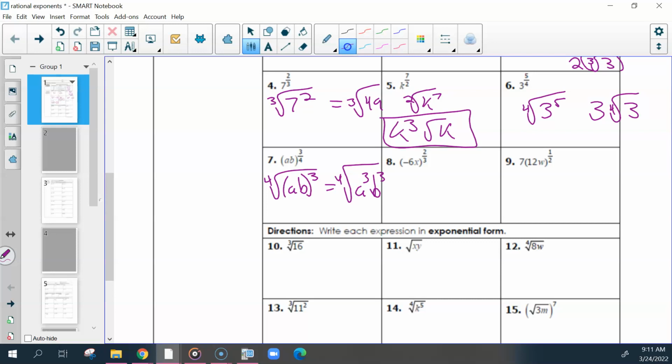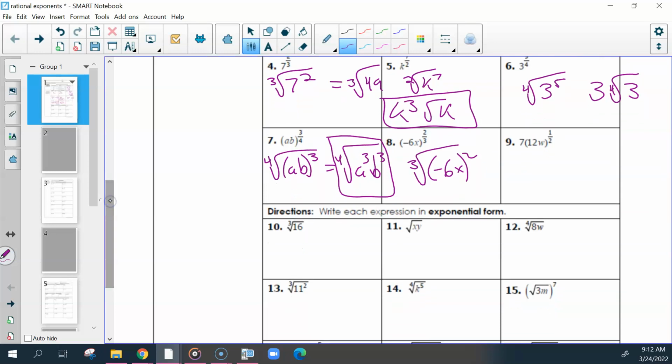For number 8, how would we write that? Just like number 7, we can raise 2 to both of the exponent powers. I don't have space for this, so I'm doing this over here. So this would be negative 6 squared and x squared. So yes, 36.